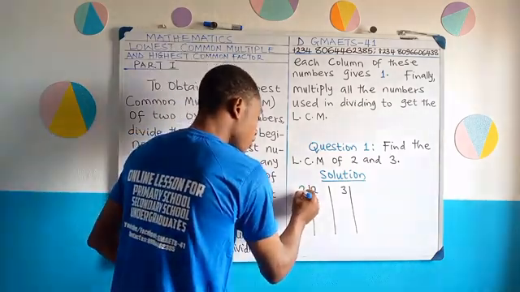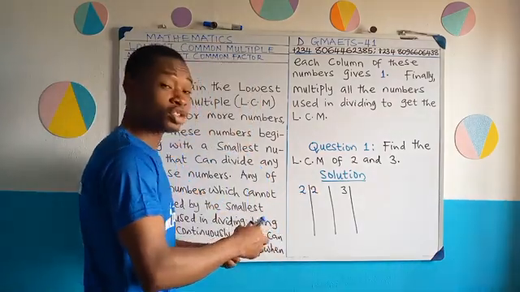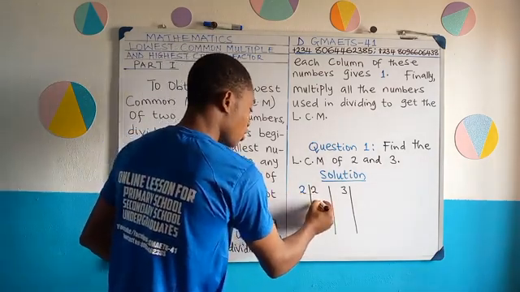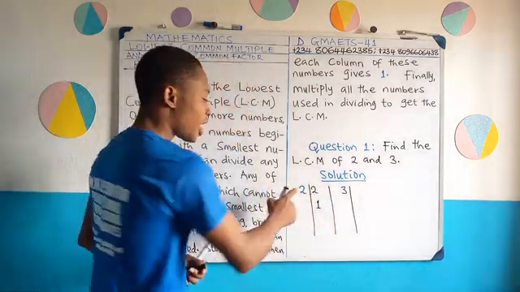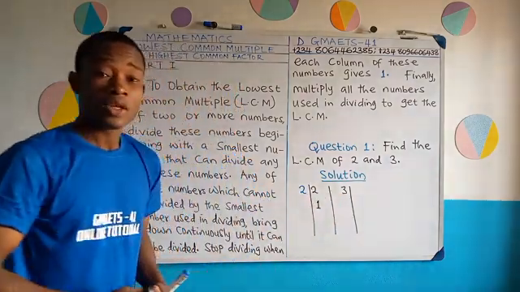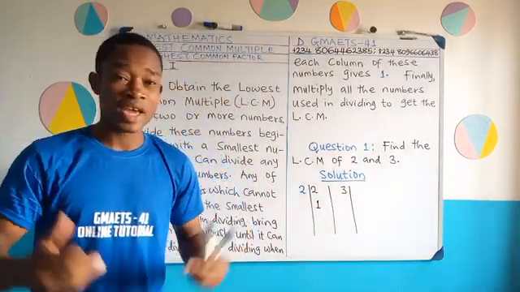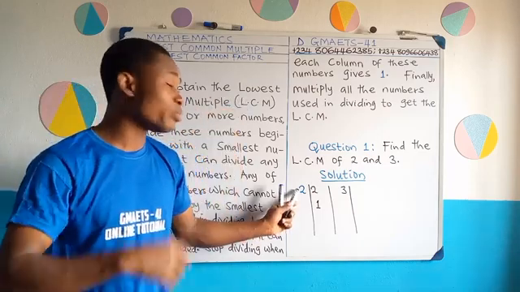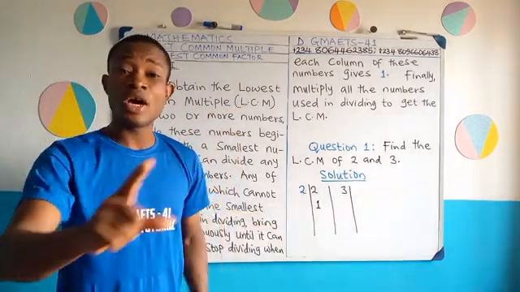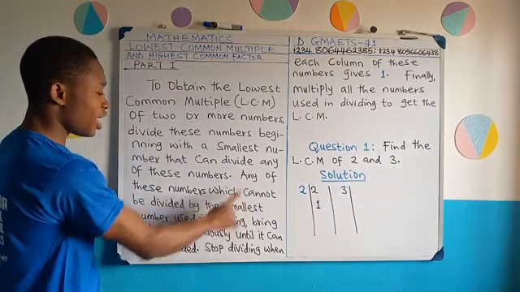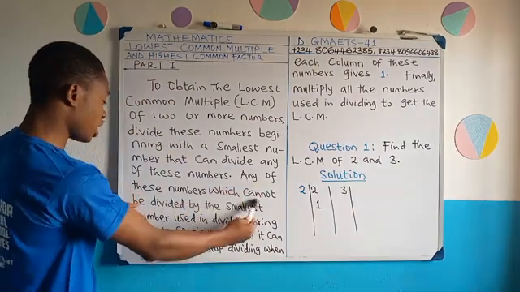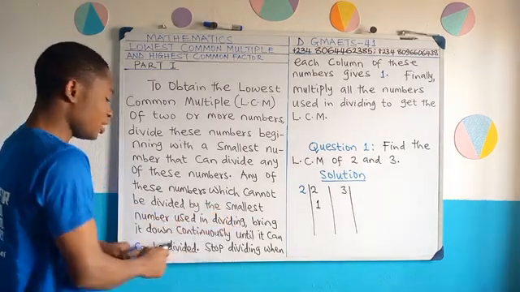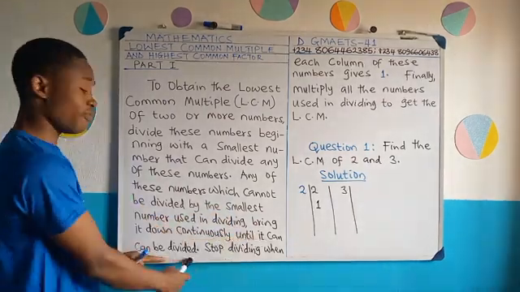So I will use 2 to divide. I'm using a blue marker to show the numbers I'm using to divide. If 2 divides 2, it will give us 1. Can 2 divide this 3? 2 cannot divide 3. Again, the rules of divisibility, or you check from the 2 times table. Can you multiply 2 by any number to get 3? No. Now there is something we have here. Any of these numbers which cannot be divided by the smallest number used in dividing, bring it down continuously until it can be divided.